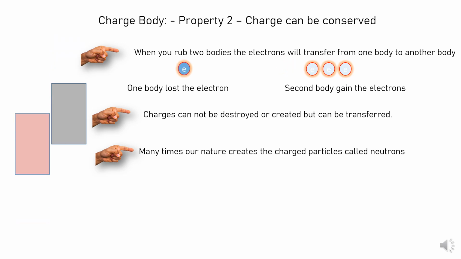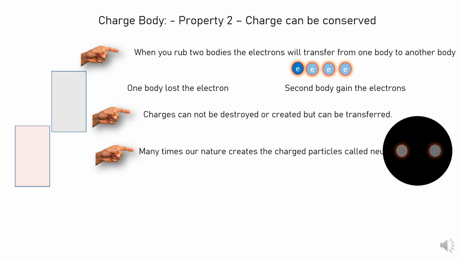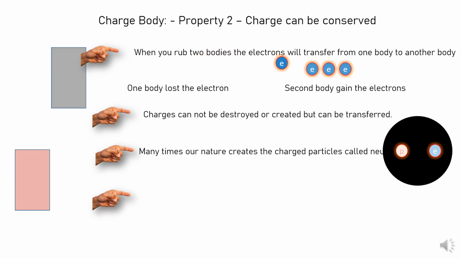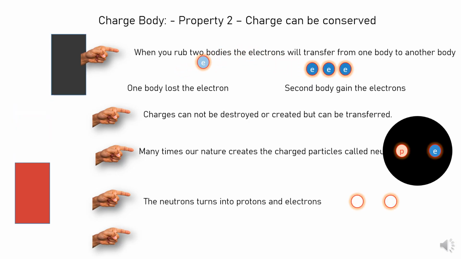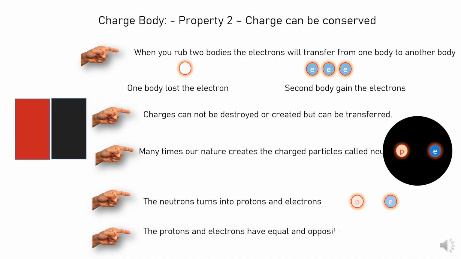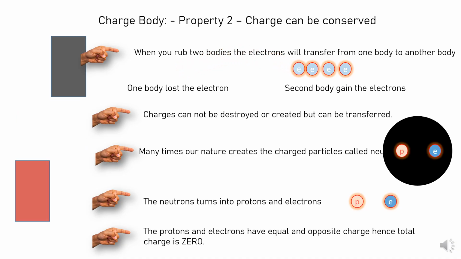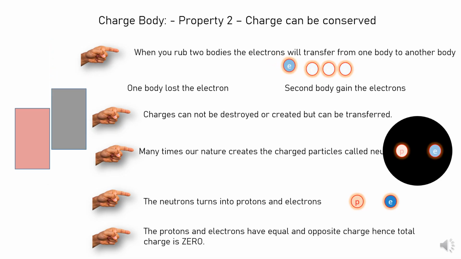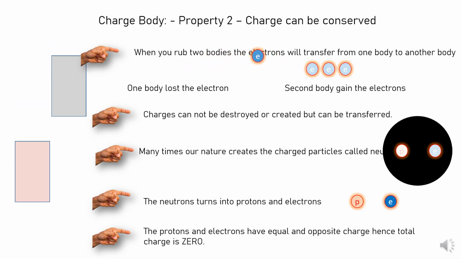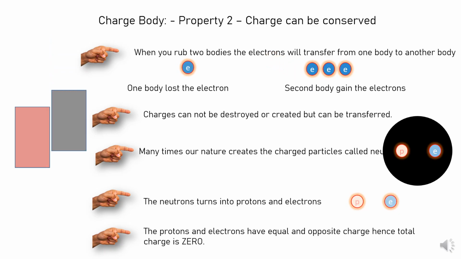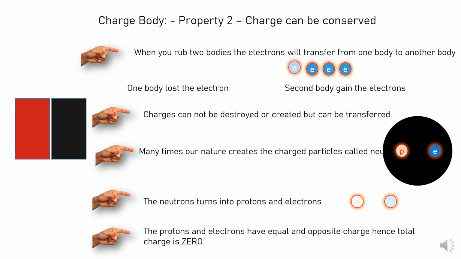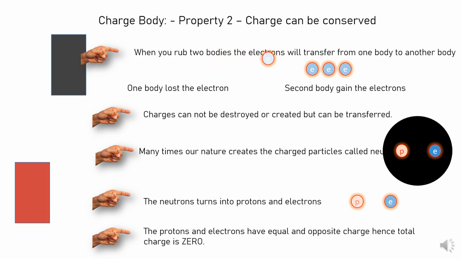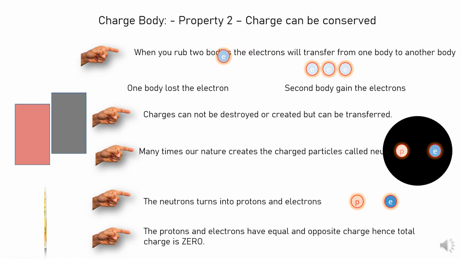Many times nature creates charged particles. A neutron turns into a proton and an electron. The proton has a positive charge and the electron has a negative charge, equal and opposite. That means the net result is 0. The neutron always has 0 charge. A neutron consists of a proton and an electron which have equal and opposite charge, hence the net result is 0.